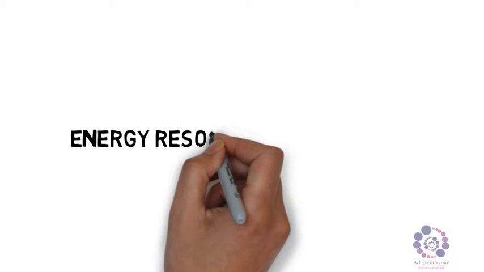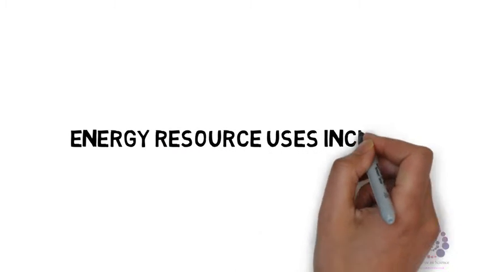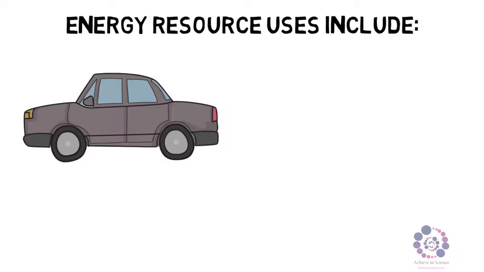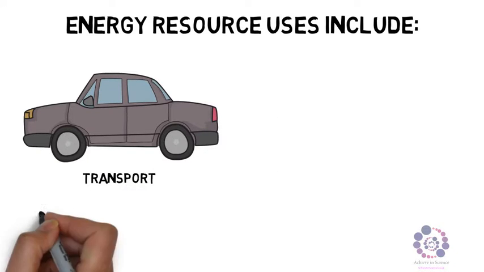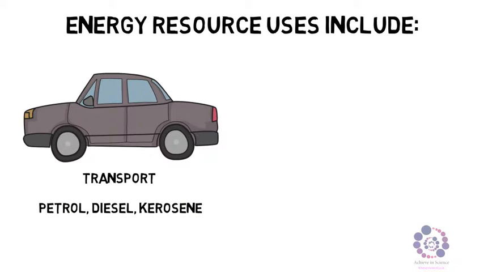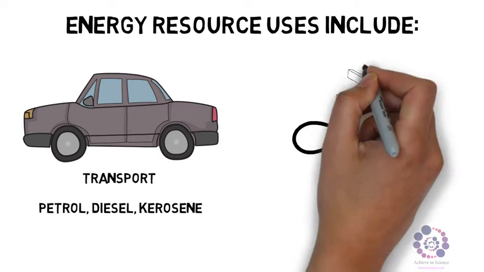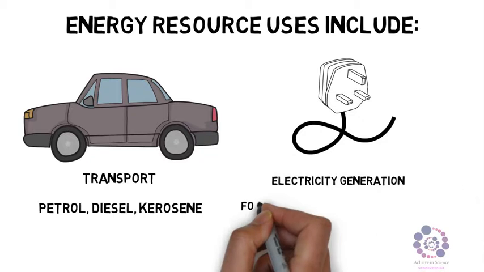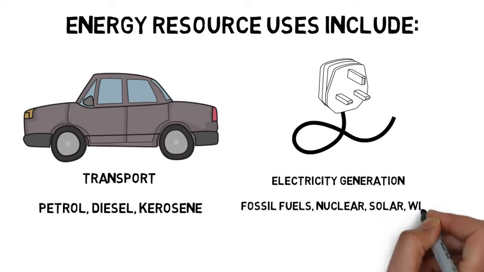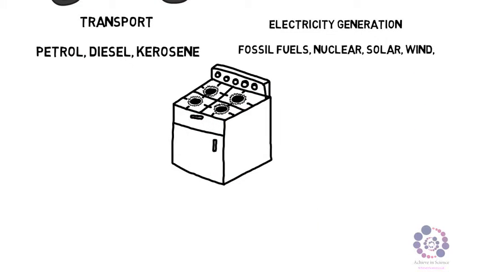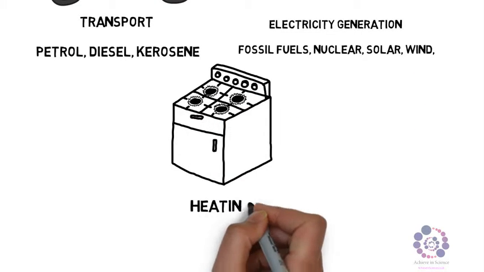Now let's have a look at some of the uses. So energy resources are used in the following ways. We use it for transport. For instance, petrol, diesel and kerosene to drive our cars, lorries and aeroplanes. We use it for electrical generation. For instance, fossil fuels, coal, oil and gas. We use nuclear, solar and wind. We also require it for heating, so we use gas and electricity.